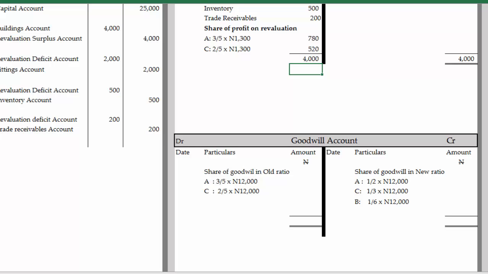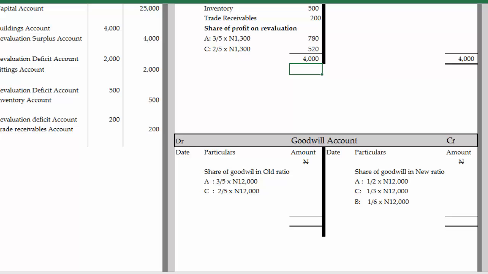Now, goodwill is not recognized or recorded in the books of account of the business, or of any business, unless the business has been purchased by another business. Goodwill is more pronounced in financial reporting under business combination, specifically for consolidated financial statements. You will learn more about goodwill under that.